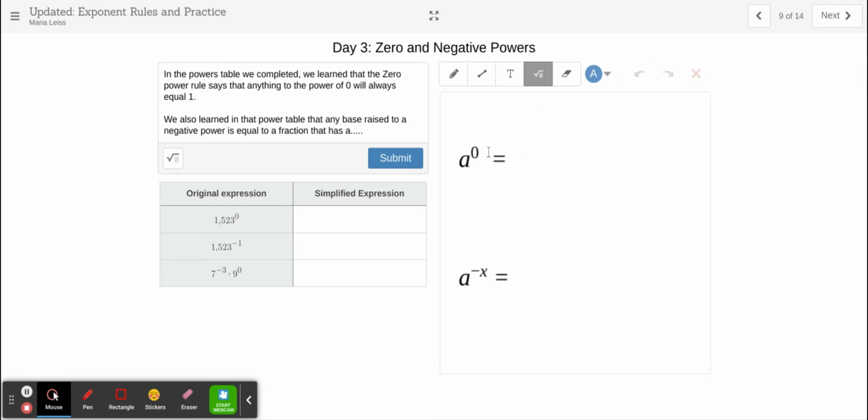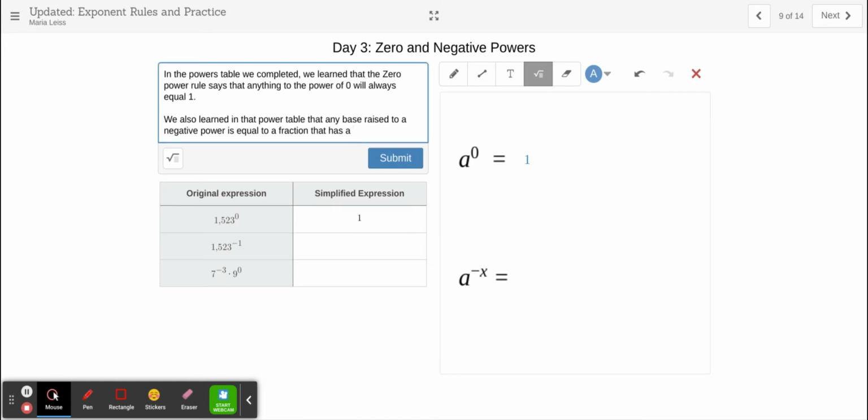So if I come over here, and this is an example of it, a to the power of 0 is going to be 1, no matter what, all the time. Letter, number, anything. Down here, 1,523 to the power of 0, 1. Doesn't matter. Equal to 1.